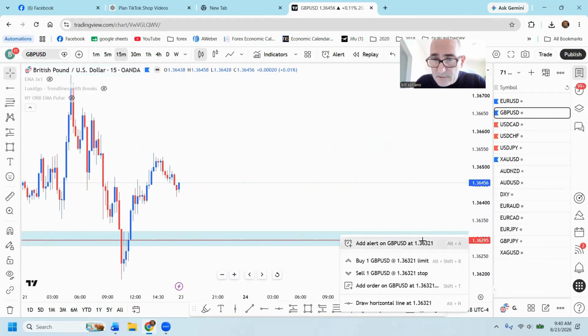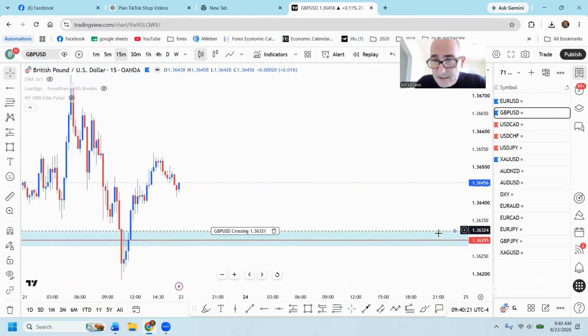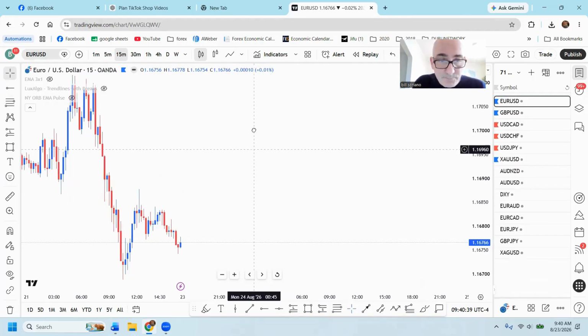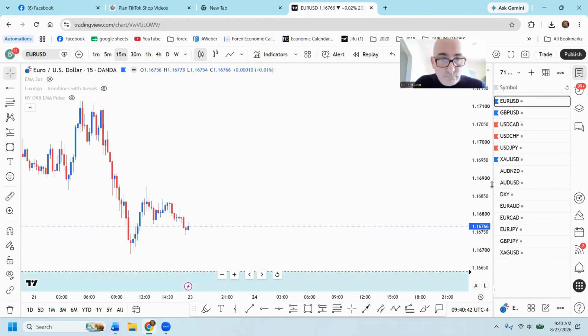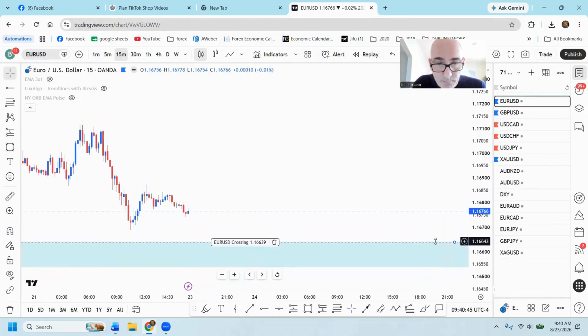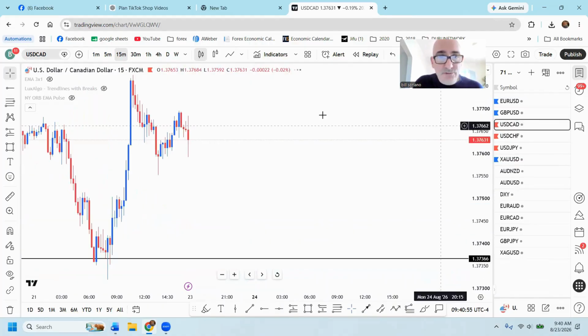We're going to set our alert in GBPUSD right there at 1.36321, and you can set your TradingView alerts from this. Once the alert goes off, you know that there's a potential to take a long position in GBPUSD. And EURUSD, that area is 1.16639. You can see that right over here when I hover over that alert, it's at 1.16639. Okay, let's do USDCAD real fast.